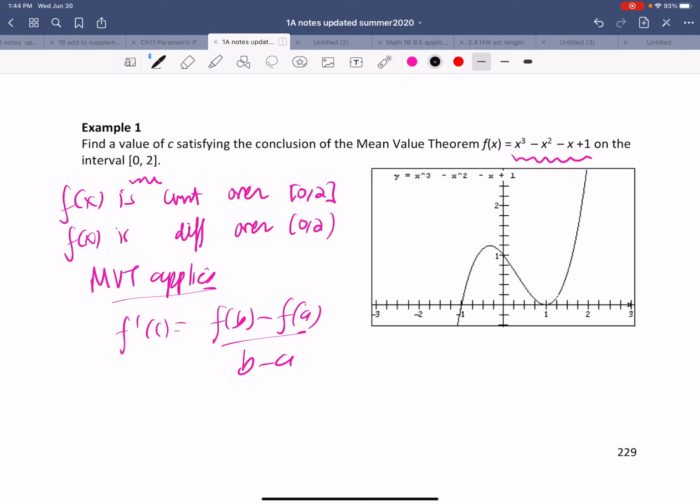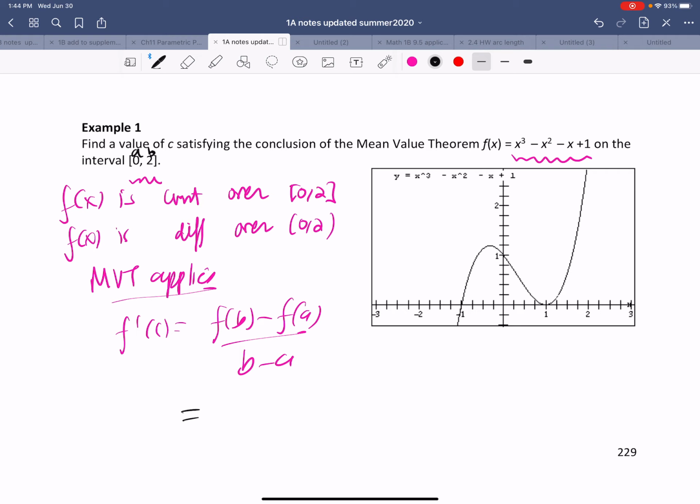In this case, a is 0, b is 2. So there is a point in the interval 0 to 2 where the derivative is equal to the slope of the line passing through the two endpoints. Okay, so let's go ahead and find f of b minus f of a.